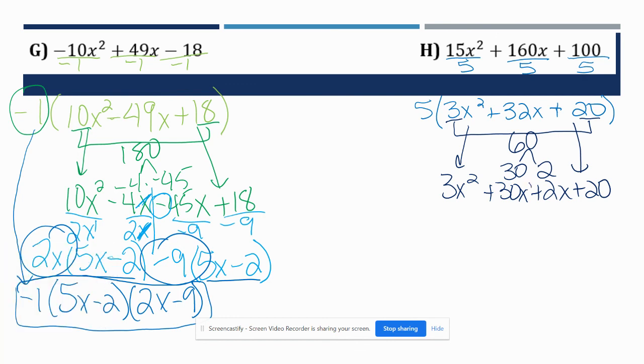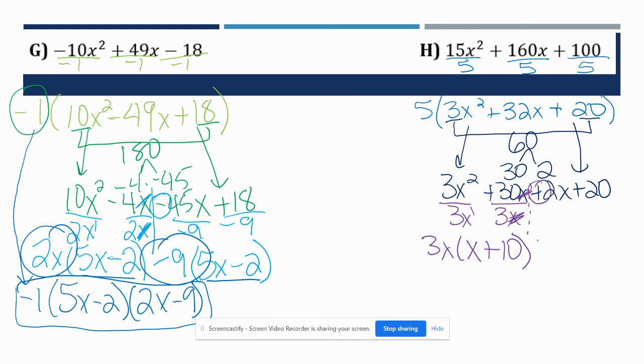We now have 4 terms to factor by grouping. Our common factor on the left side is 3x. 3 divided by 3 is 1. X squared over x to the first is x. Plus 30 divided by 3 is 10. X over x reduces out.